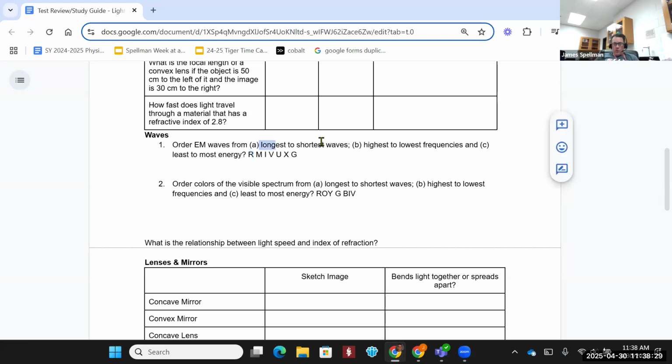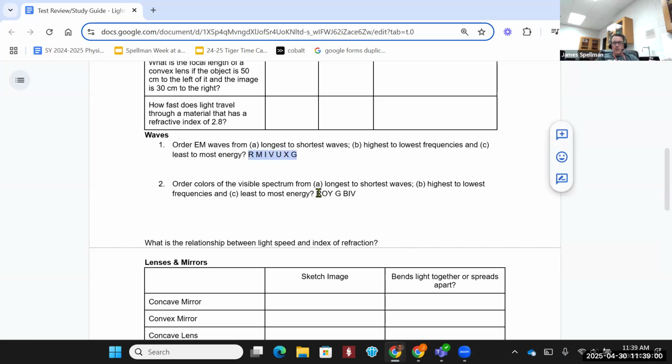So if we put these in order from longest to shortest waves, they're already in order from longest to shortest. Part B, however, highest to lowest frequencies, is the exact reverse, because remember, wavelength and frequency go in opposite directions of one another. And the last one says from least to most energy. The relationship here is that frequency and energy are direct in this case. So the least energy is radio, and as we move from left to right, things are getting more and more energetic.